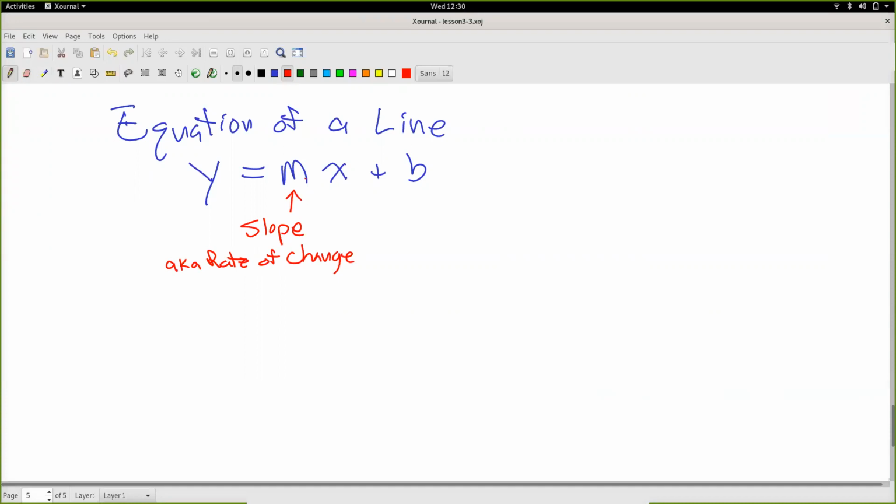The value for b over here, that's sometimes called the y-intercept, because it's the point where our line hits the y-axis. And it's also known as the initial or starting value.